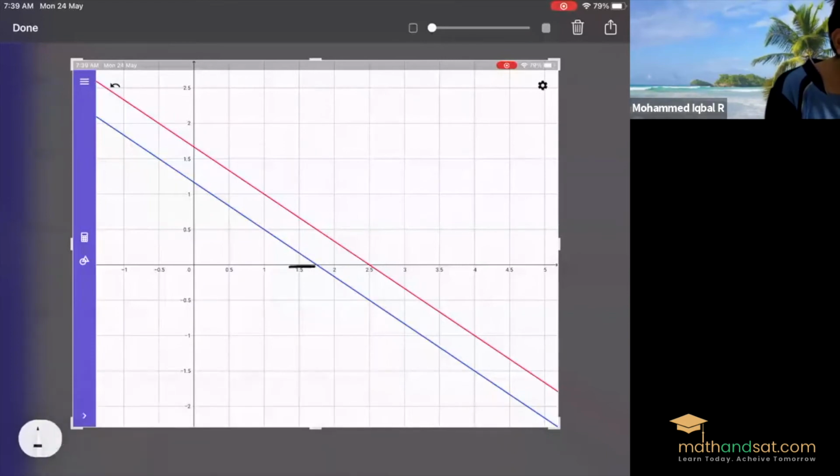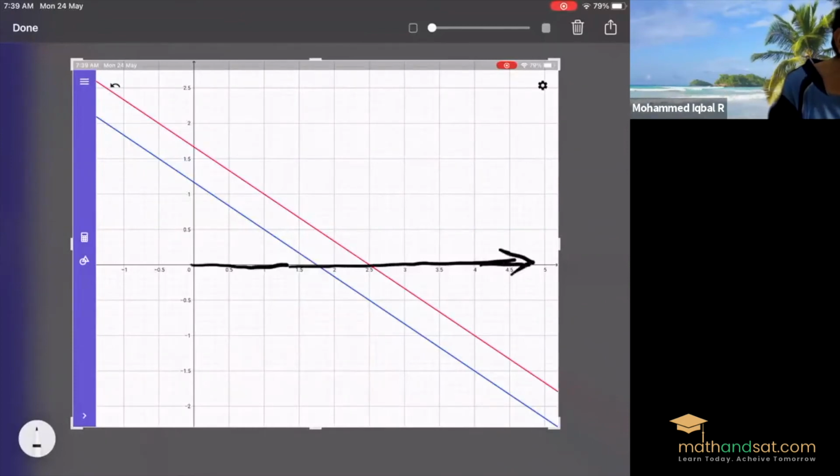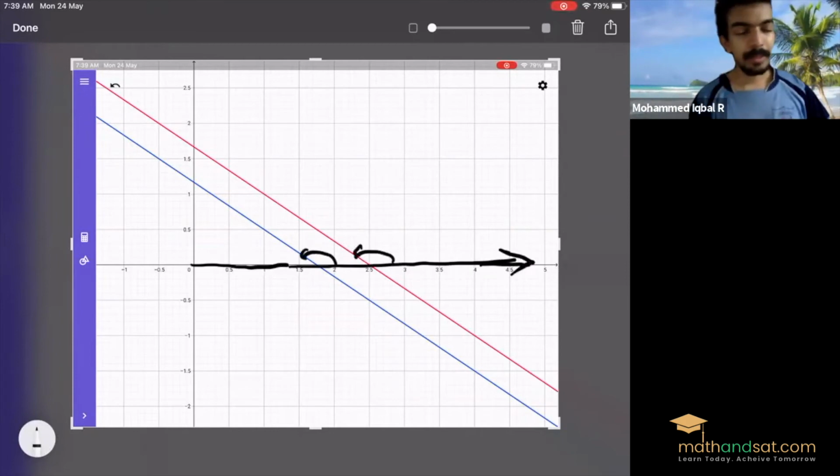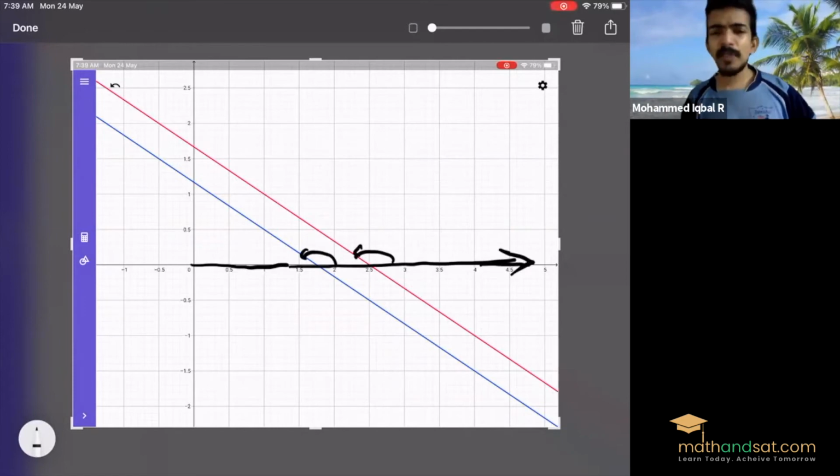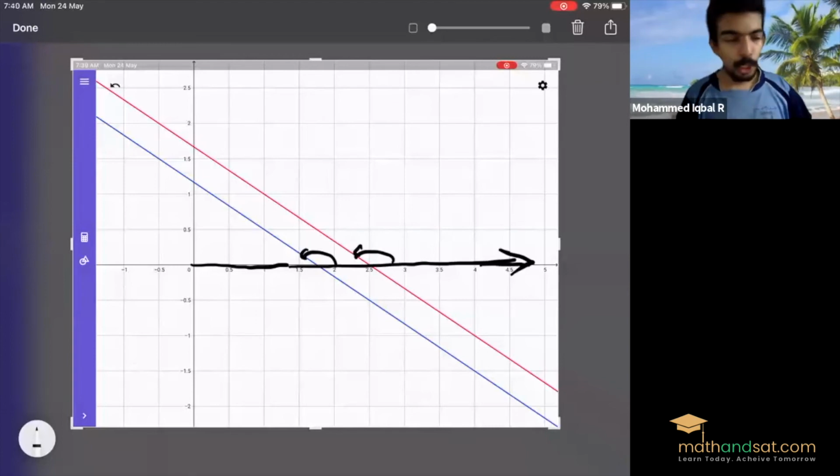If I consider the positive x-axis, this angle and this angle will be the same. You have seen this from basic geometry, right? These two angles are the same, because it's like two parallel lines being intersected by a transversal. Two parallel lines being cut by a transversal, the corresponding angles will be equal, right? Am I right?